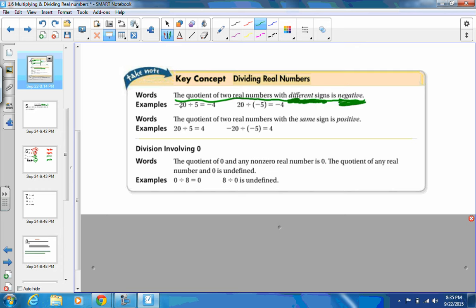So for example, here we have -20 divided by 5. One is positive, one is negative, so our result is going to be negative. And 20 divided by 5 is 4. So -4. Same thing here, 20 divided by -5 would be -4.